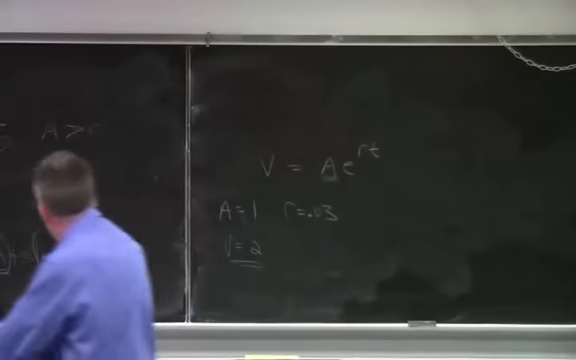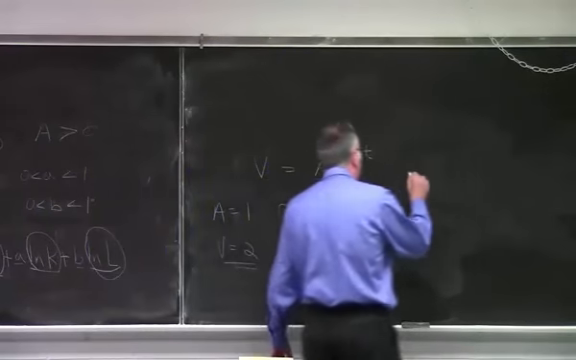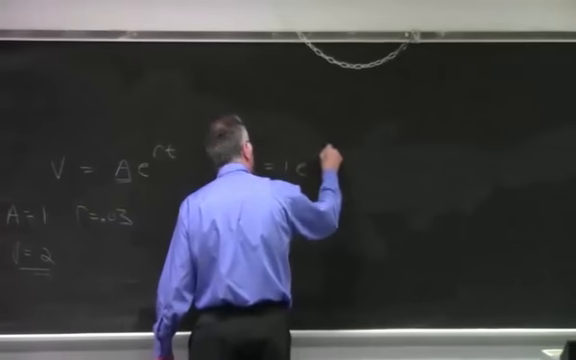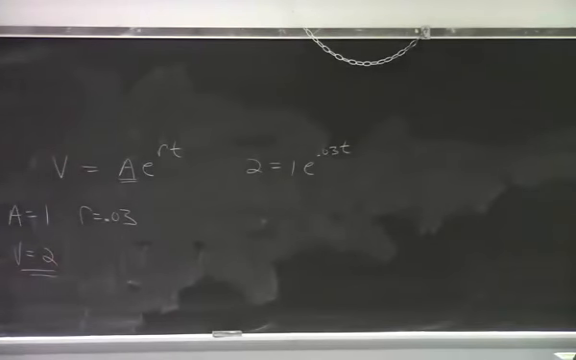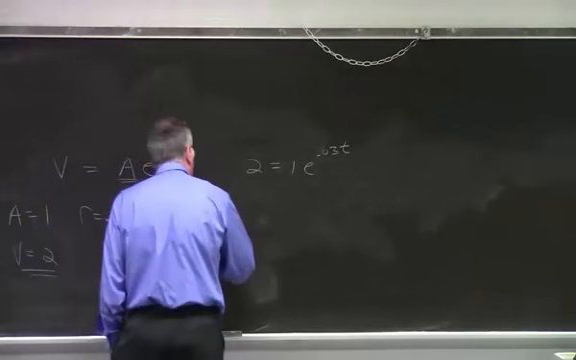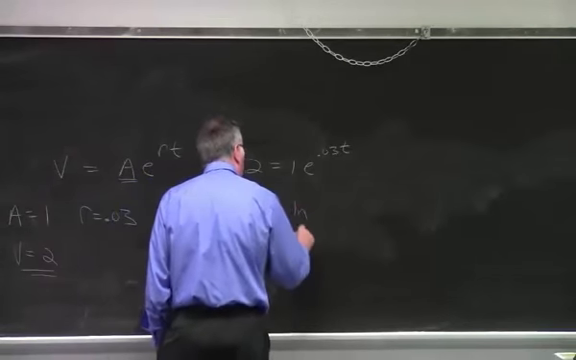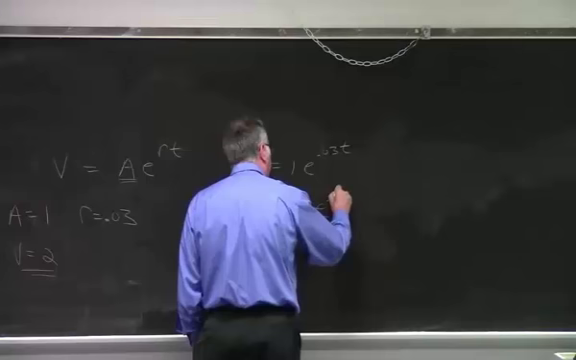You know the value of V, you know the value of A, and you know the value of R, so let's just substitute in: 2 equals 1 times e to the 0.03t. And we're trying to solve for t. And your suggestion, Jana, is a good one. Let's take the natural log of both sides. So taking the natural log of both sides, what do we get? The natural log of 2 equals the natural log, this 1 you could just omit, the natural log of e to the 0.03t.